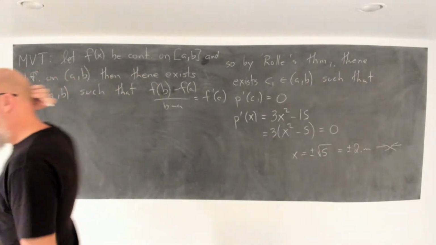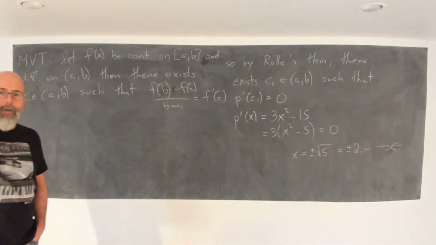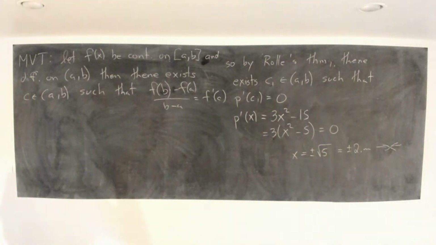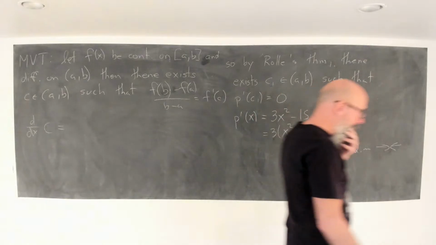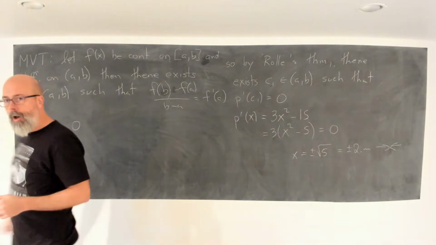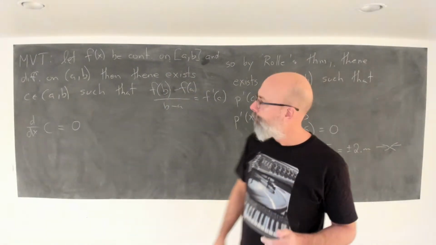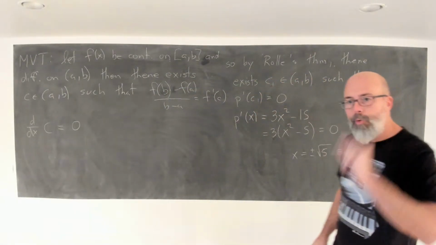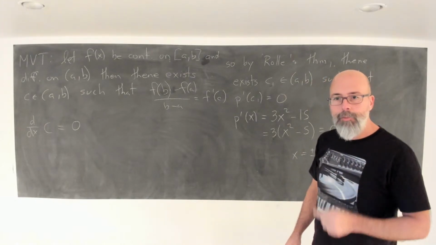So this is the mean value theorem. Today we're going to look at a few consequences of the mean value theorem. The first one: you know that the derivative of a constant is 0. Question: are there other functions whose derivative is always 0? What if you had a function whose derivative was 0? Can you conclude that that function has to be constant?